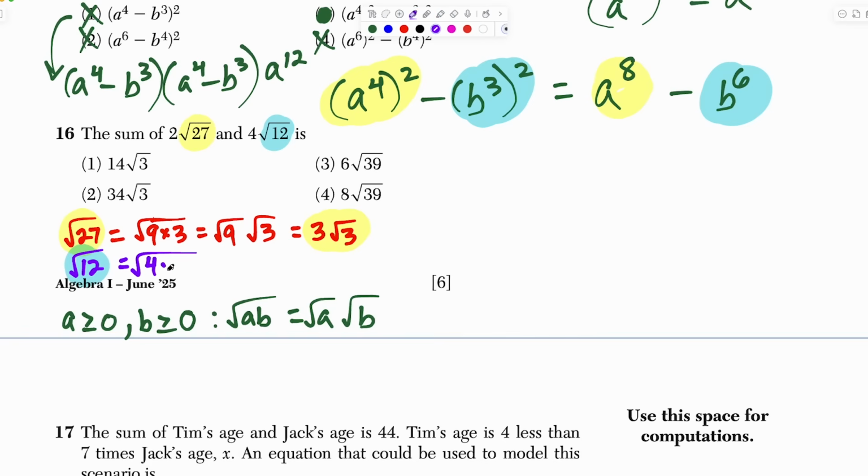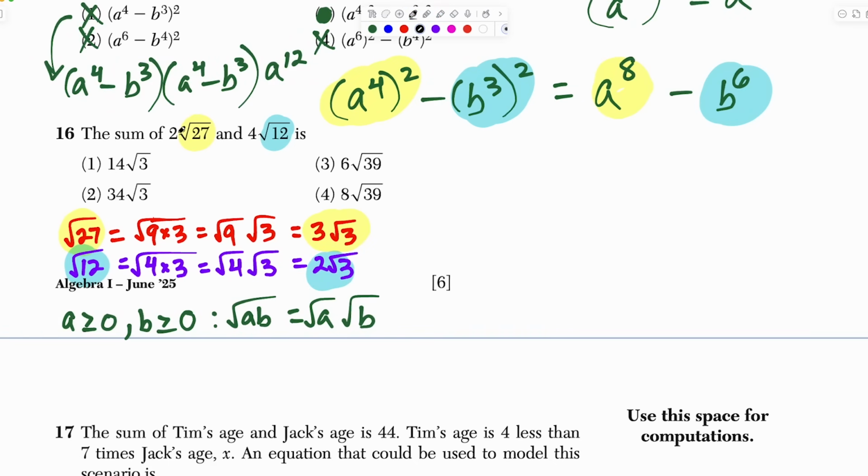So 4 and 3 are better. So we would have square root of 4 times square root of 3, and then the square root of 4 is equal to 2, but square root of 3 is irrational, so we just rewrite it again like this. And now this would be radical 12 simplified. So now we're ready to work through this question.